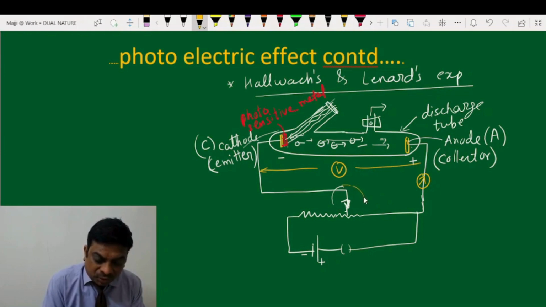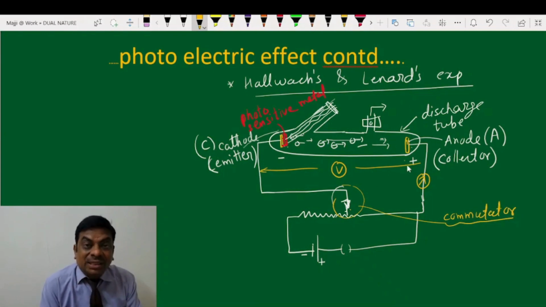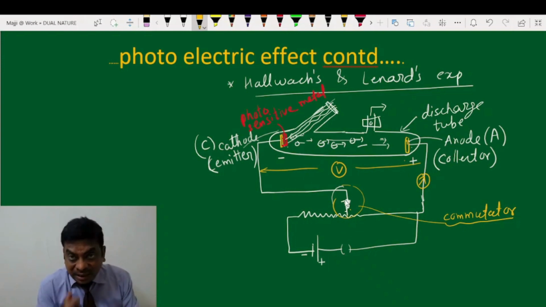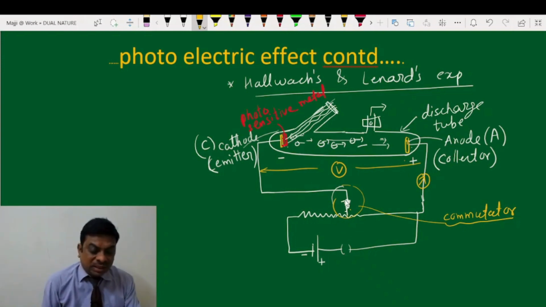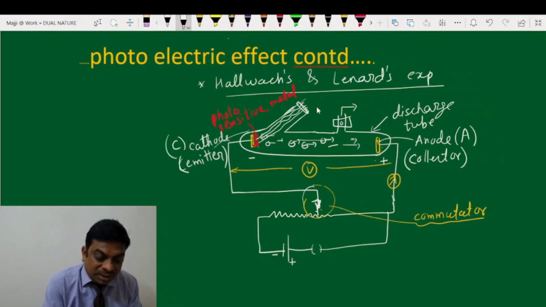I have not shown a two-way switch here. There will be a commutator which is a two-way switch. This facilitates interchanging the polarities of the cell without disconnecting it. That I have not shown because it's unnecessary confusion. Okay students, so we'll understand the experiment in a simple manner.